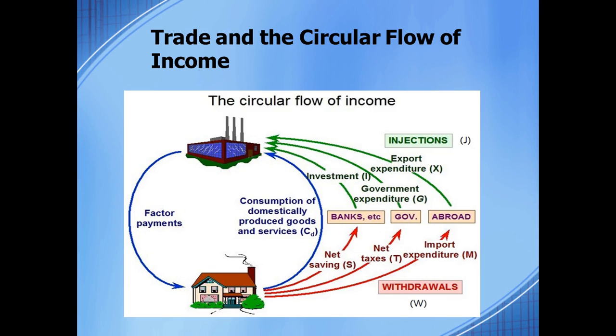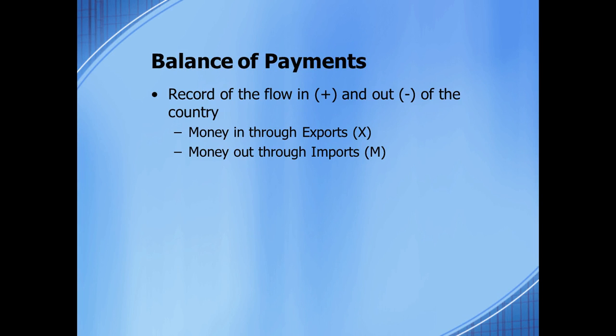If we think about the term balance of payments, basically it's a record of the positives, the injections, and the negatives, the outgoings, the withdrawals of the country. We know that money comes in through exports and money goes out through imports. Money coming in through exports is leaving another country's circular flow to join ours, and equally money going out through imports is leaving our circular flow to join another country's.